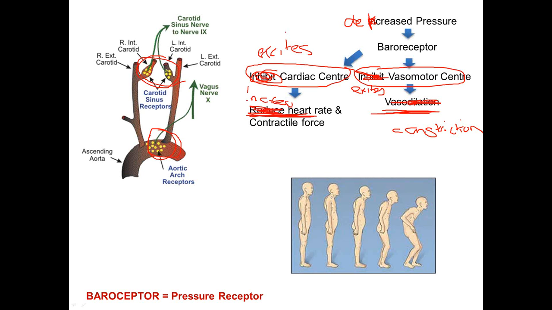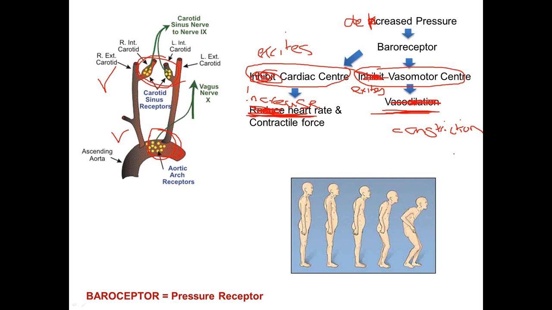Okay, so all I've done is just changed it to a decreased pressure. The baroreceptors here detect that drop in pressure, they excite the cardiac center, they excite the vasomotor center, which causes an increase in heart rate and a constriction of the blood vessels, therefore increasing the blood pressure.